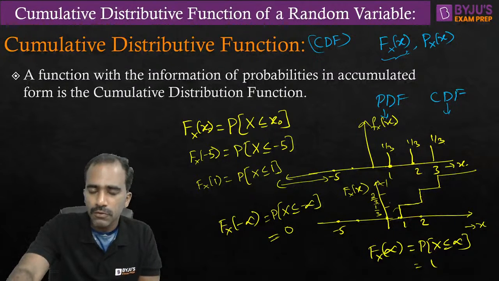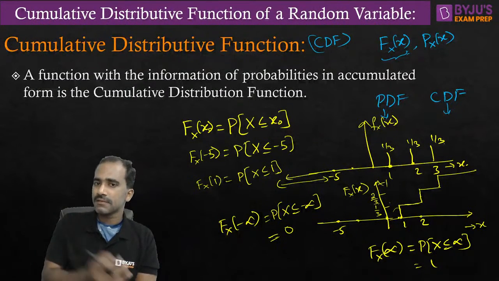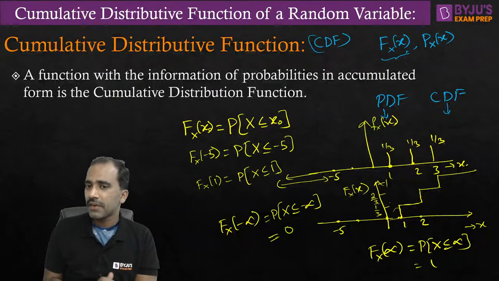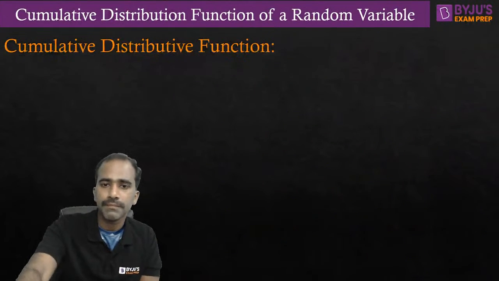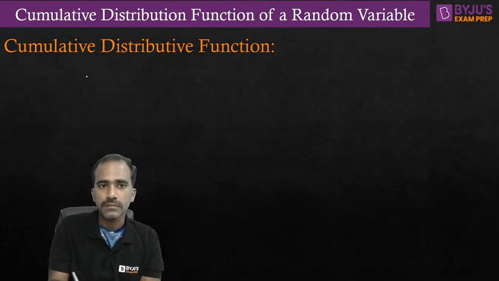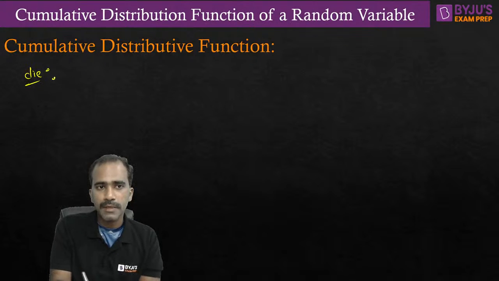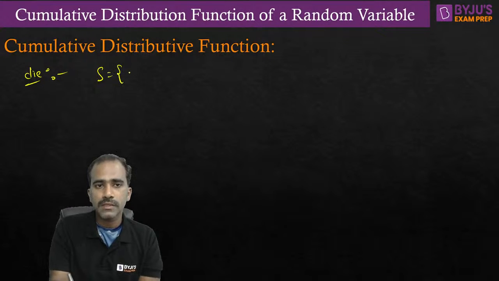So I'll take one or two more examples so that you'll understand it better. I'll revise the same points that I've discussed in this slide again with a different example. So let's take a die experiment. Okay. So sample space, we know what is the sample space. Sample space is 1, 2, 3, 4, 5, 6.